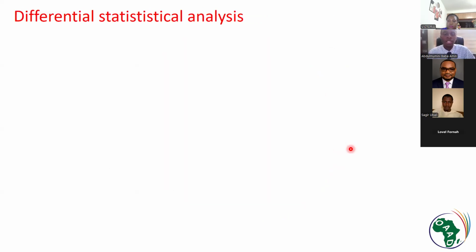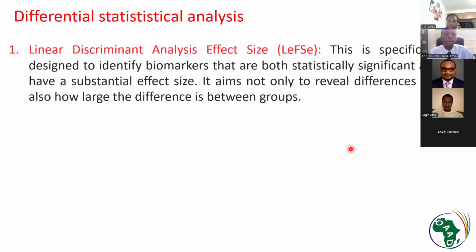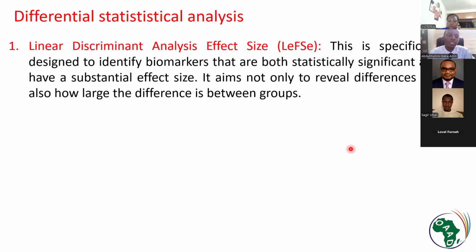Now, differential statistical analysis. We have several differential statistical analyses. This helps us tell statistically how 2 groups, 3 groups, or 4 groups differ from each other in their microbiome. There are several statistical analyses for microbial data, however, I will talk about 2 here for the purpose of this presentation.